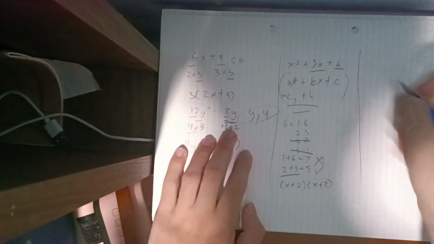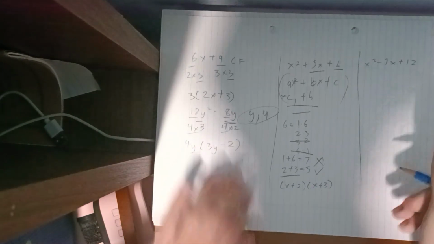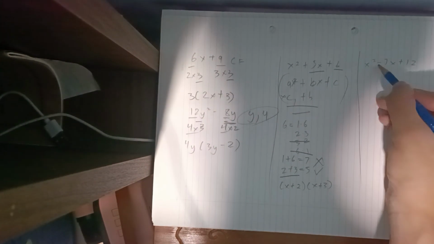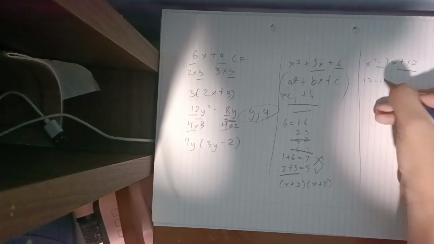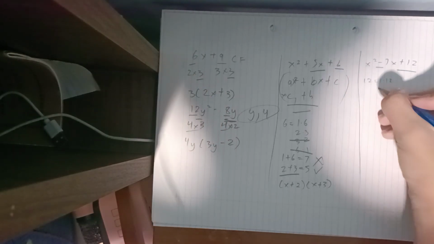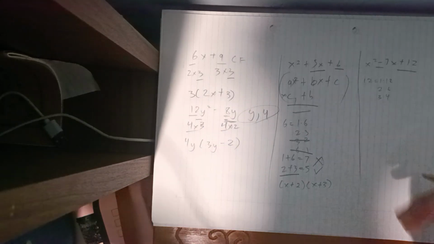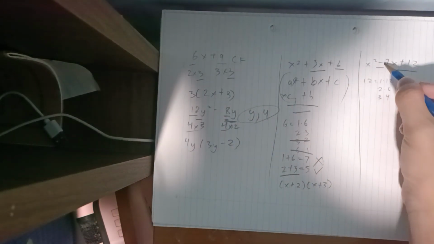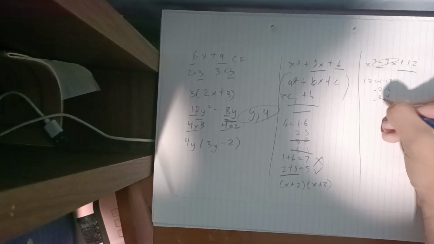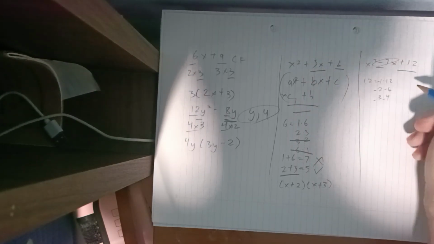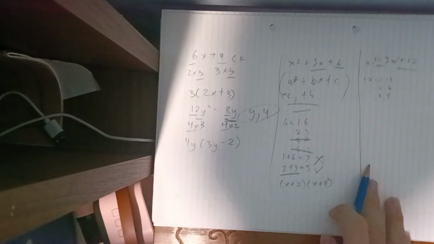Let's take another example. x squared minus 7x plus 12. Now, since we have a negative sign, we need to be a bit careful. So 12 can equal 1 times 12, 2 times 6, 3 times 4. I'm not going to write the rest because we don't need them. Now remember, since this is negative, all of these have to have negative signs. But remember as well, if both numbers are negative, we only need to write the negative sign once.